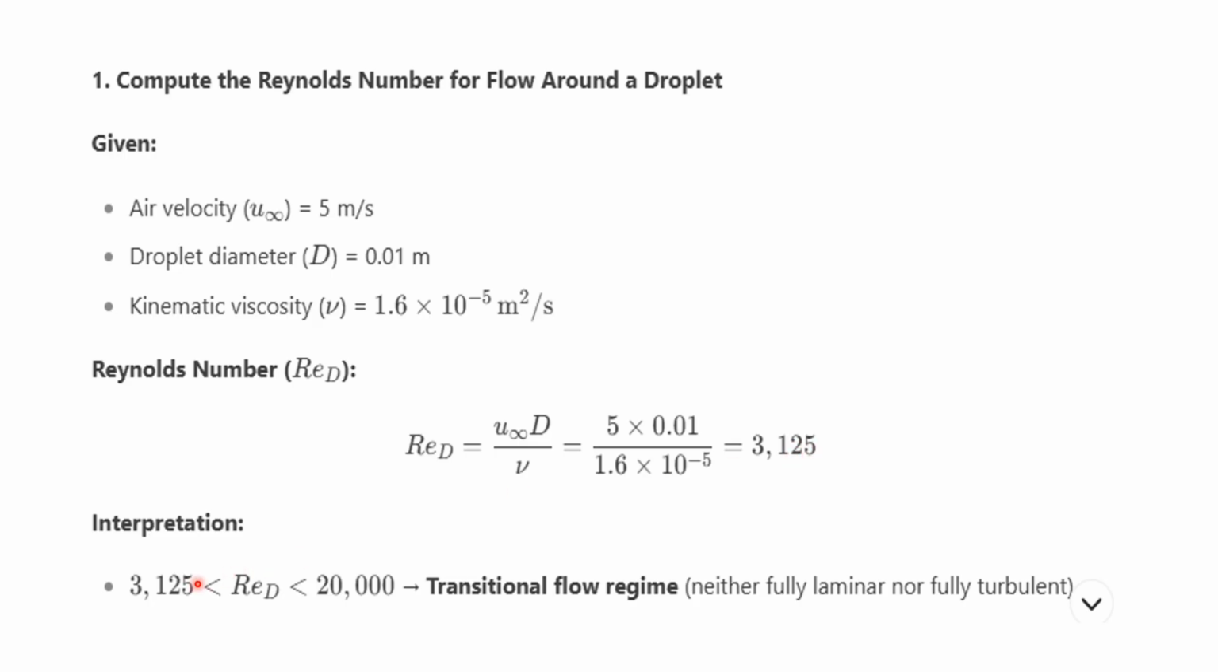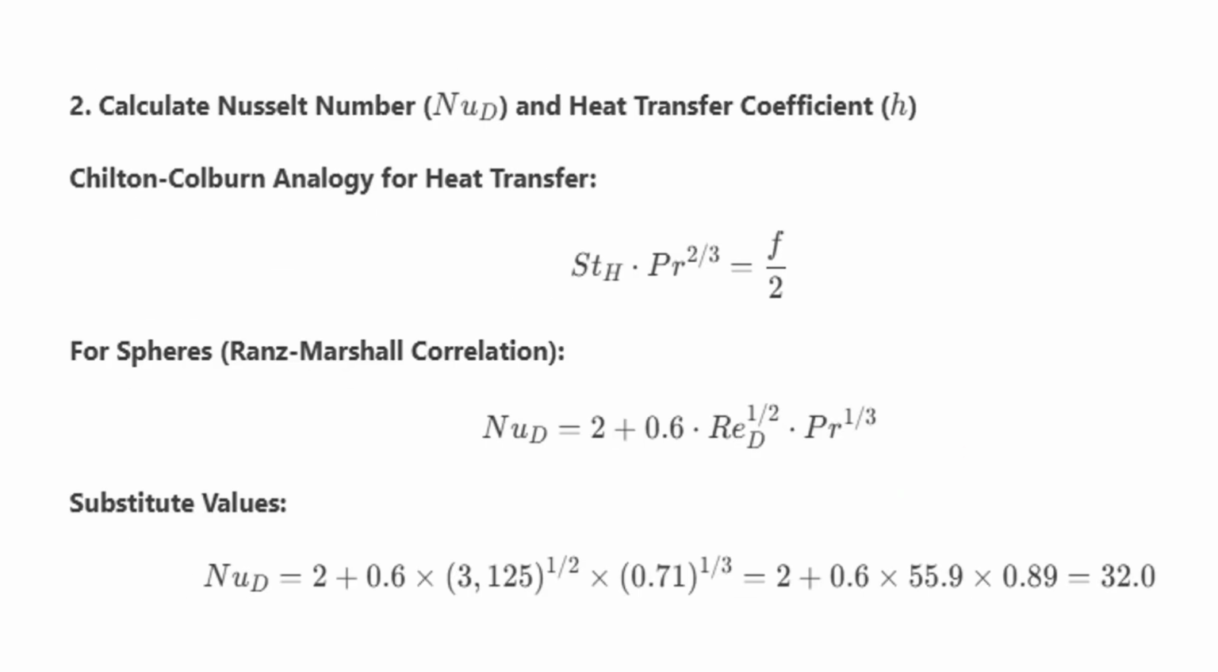Now, as the Reynolds number is between 20,000 and 3125, the flow will be transitional flow. That is, it will be neither fully laminar nor fully turbulent. This type of flow is called transitional flow regime. So this is basically an overall idea of part 1. So let's move to the next part. In the next part, we need to calculate Nusselt number and heat transfer coefficient.